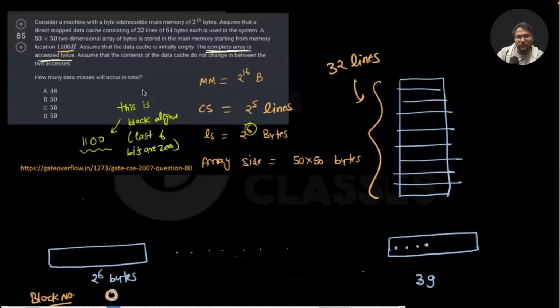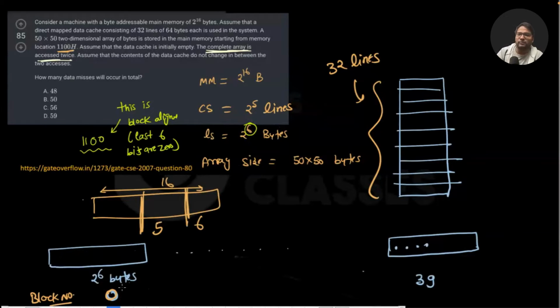See, this is 16 bits. So can you tell me, out of 16 bits, what is the block offset? Block offset is given to you as 6. What is the number of lines? 32 lines, right? So 5 bits. Maybe you can take 5 bits here and then you can tell me the block number.